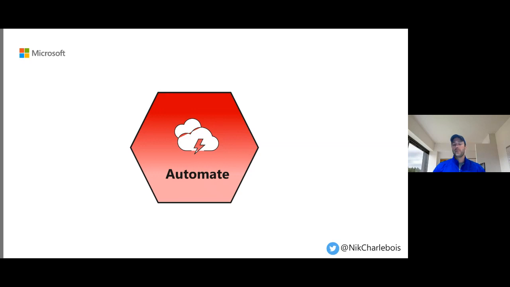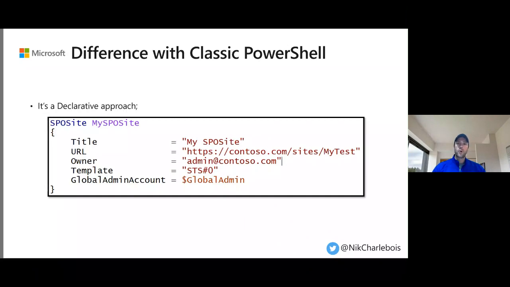Let's talk about the first pillar. The first pillar, as I mentioned, is the ability to automate your configuration. So PowerShell desired state configuration, for those of you that are not familiar with what it is, it's a way to represent your configuration in a declarative fashion. And so it's basically telling what you want the system to be configured like. So you write almost a story, you write the definition.